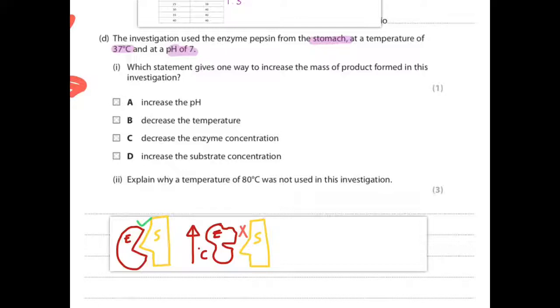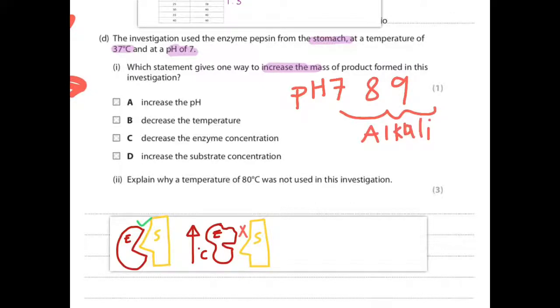So, the question says, which statement gives one way to increase the mass of product formed in this investigation? So let's go down one by one. You've got to think carefully. Firstly, increasing the pH. Sometimes people immediately think that means making it more acid, but it doesn't. What you're saying is it's pH 7. Increasing it means making it greater than 7, so 8 or 9. But of course, these aren't acid, these are alkali. And an enzyme that operates in the stomach is going to favour acidic conditions. So this would not work.